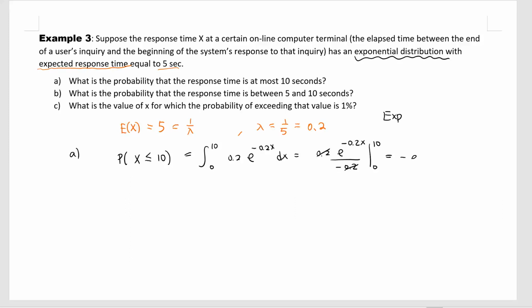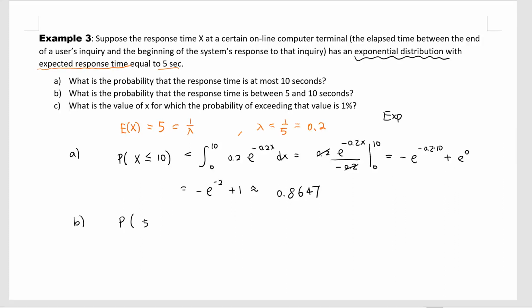So that means we plug in 10 first. So minus 0.2 times 10. Minus becomes plus. e to the, we plug in 0. So here we get negative e to the minus 2 plus 1. So plug this in our calculator. What do we get? I get 0.8647. So far so good, everybody? Okay, that's part A.